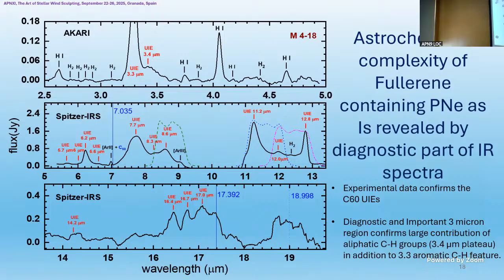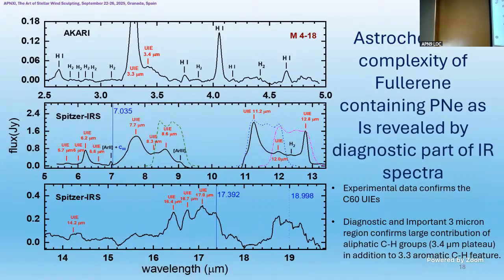We go to M4-18, and we see something absolutely fantastic, because hopefully the AKARI data will exist for this object. This object, which has a very high temperature at the central star, contains, we want to confirm 100%, the fullerene and also the cationic form of the fullerene. In addition, the diagnostic part shows that there are some other organic molecules within this planetary nebula with the fullerene.